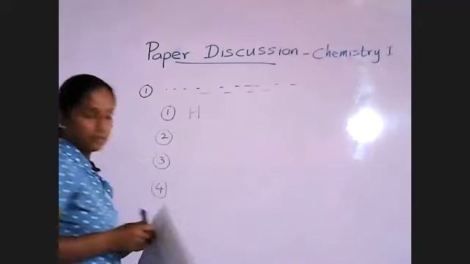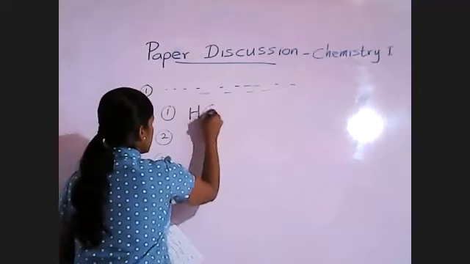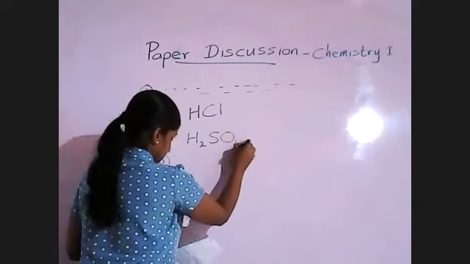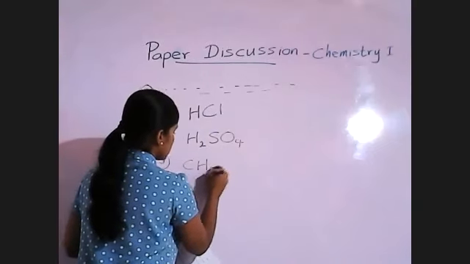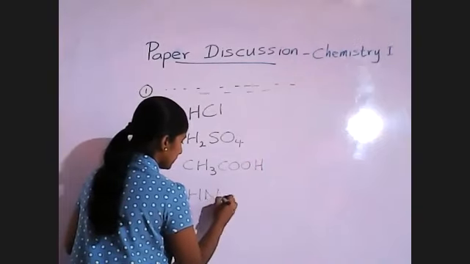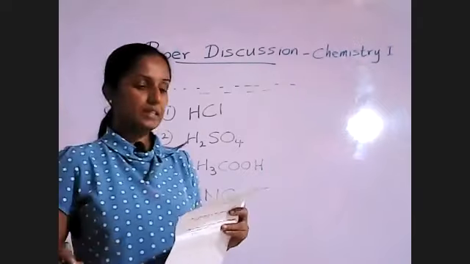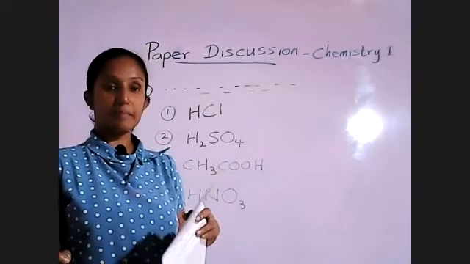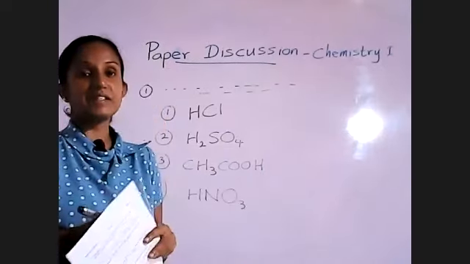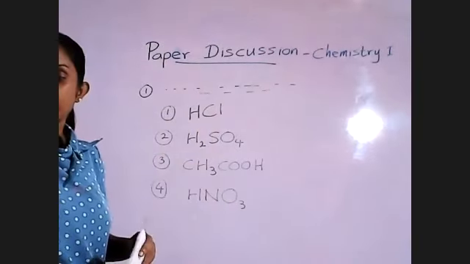According to our example, the 4 answers are HCl, H2SO4, CH3COOH, and HNO3. These are the 4 answers. Our question is: what is the acid that is used for coagulation of rubber latex? That is the question. There's a mistake there; the first one and the second one are the same question. What is the acid that is used for the coagulation of rubber latex?